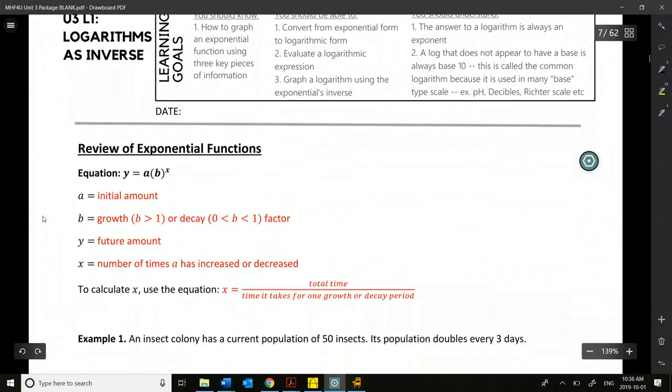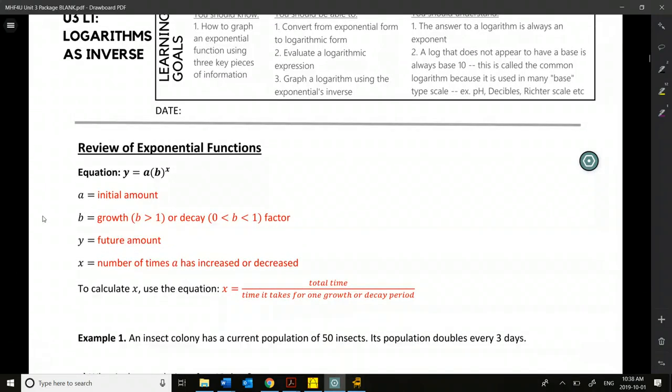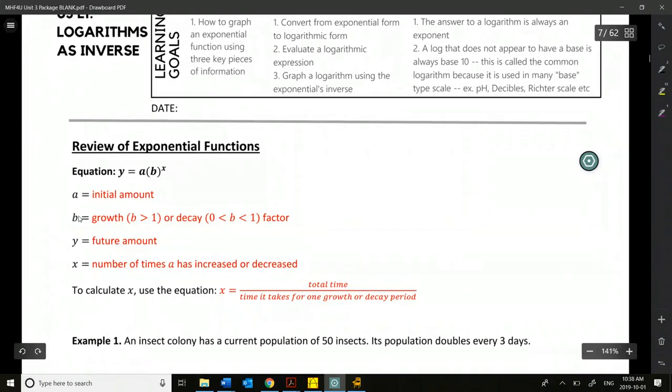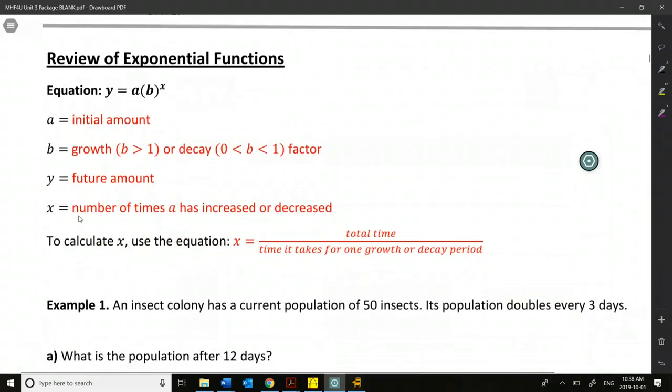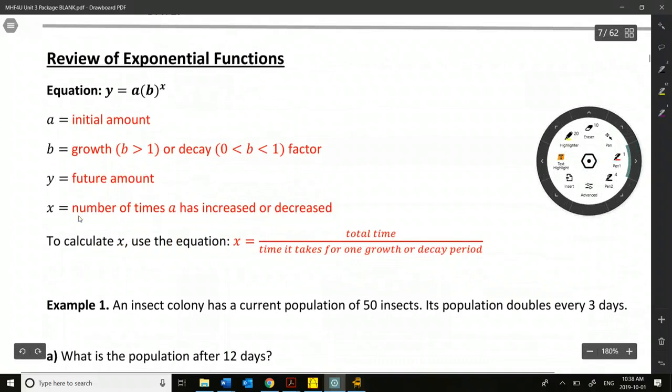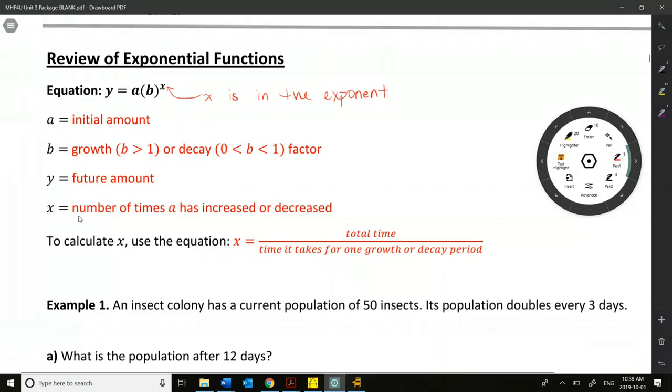So just to remind you, our formula that we used in that unit was the equation y equals a times b to the exponent x. Exponential functions themselves are able to be identified because x is in the exponent. And if I see x as an exponent and then a base of a number, that means that my function must be exponential. So look for x in the exponent and you'll know that the function is exponential. If b is greater than 1, so any value that's bigger than 1, we will be dealing with exponential growth. If it's between 0 and 1, we will be dealing with decay.